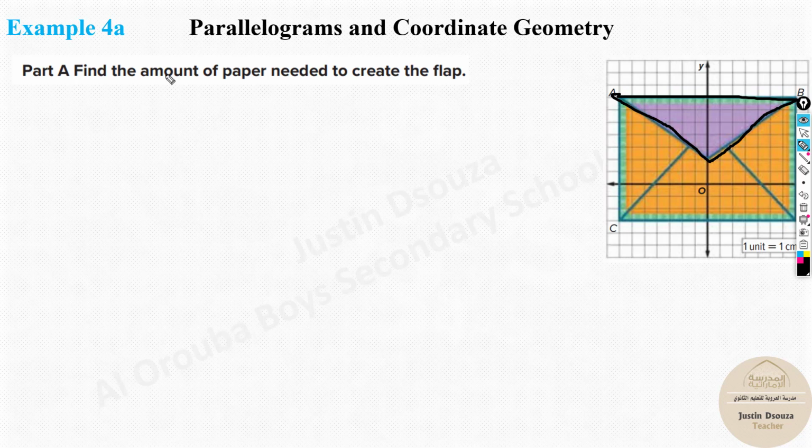You know the area of a triangle is half base into height. What is the base? Base is this line, A to B. Let's count. 1, 2, 3, 4, 5, 6, 7, 8, 9, 10, 11, 12, 13, 14, 15. Okay, let's do it again. 1, 2, 3, 4, 5, 6, 7, 8, 9, 10, 11, 12, 13, 14.